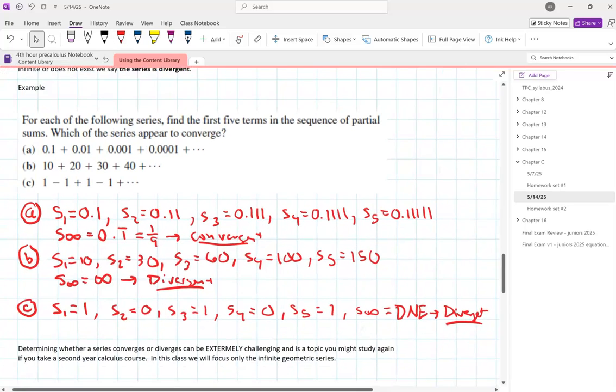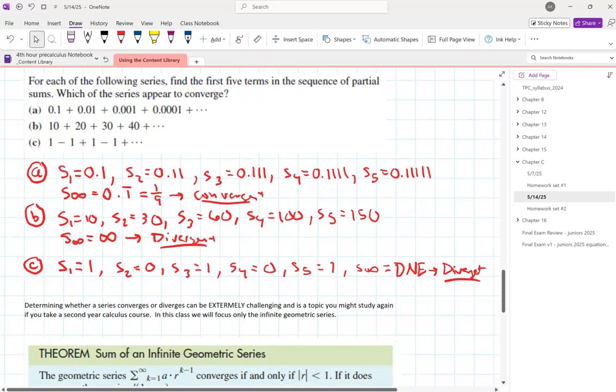Now, in practice, finding whether an infinite series converges or diverges can be extremely challenging. In fact, this would be something you do in good detail in your second year calculus course. Here, I'm only going to ask you to be able to do it in one situation. That one situation is going to be if you have a geometric series.